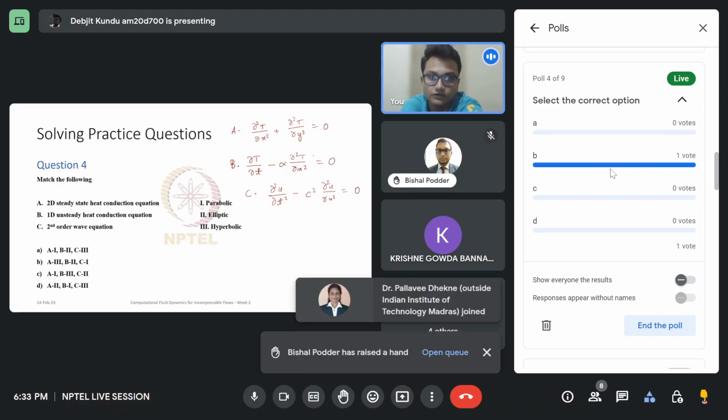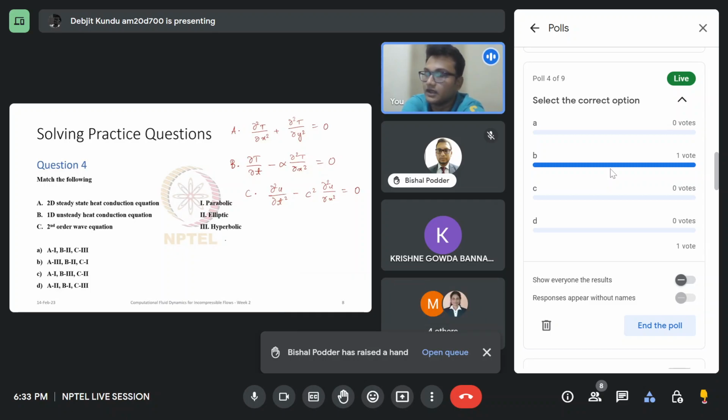So now we have to classify these equations into parabolic, elliptic, and hyperbolic. What is this first equation, option A? Elliptic. Any equation of this kind is called the Laplace equation. If it is homogeneous, it's called a Laplace equation. If it was inhomogeneous, then we would have called it a Poisson equation.